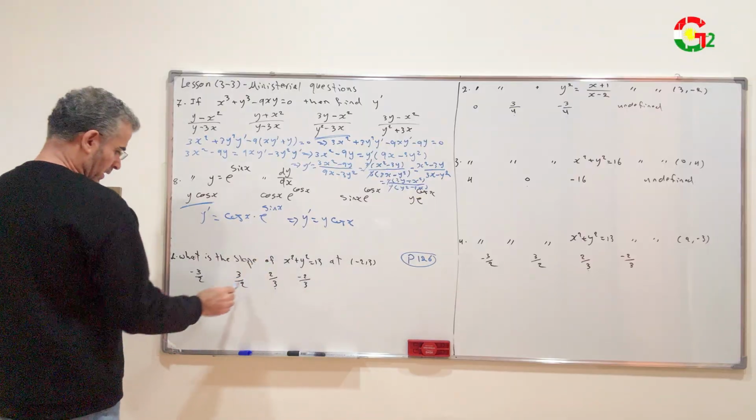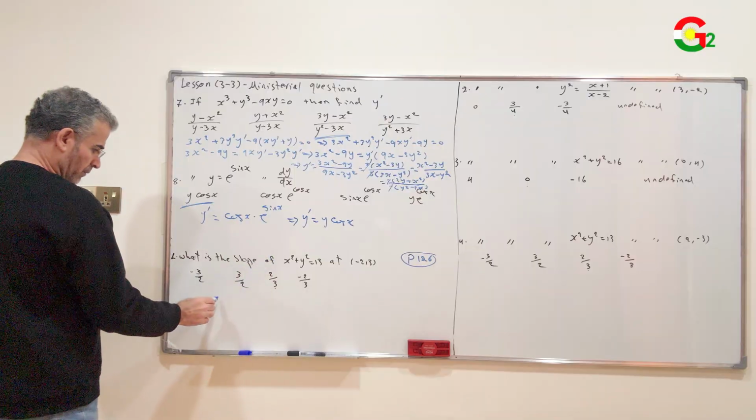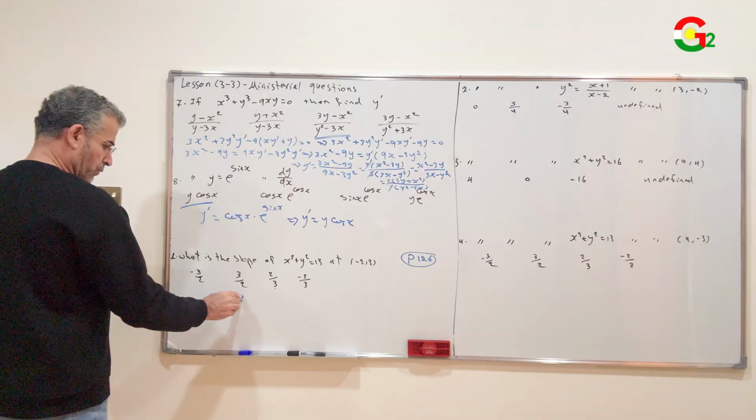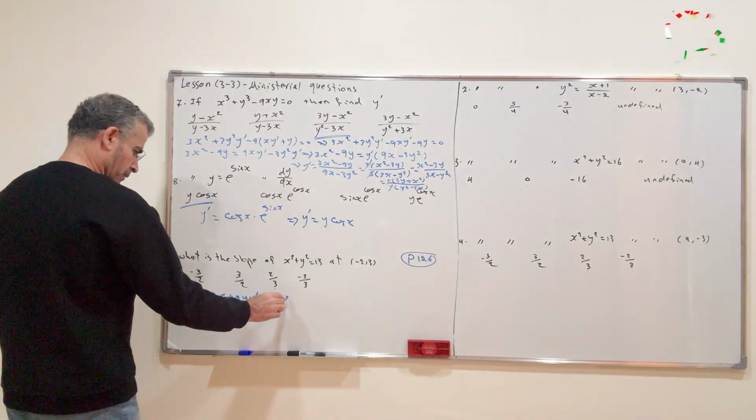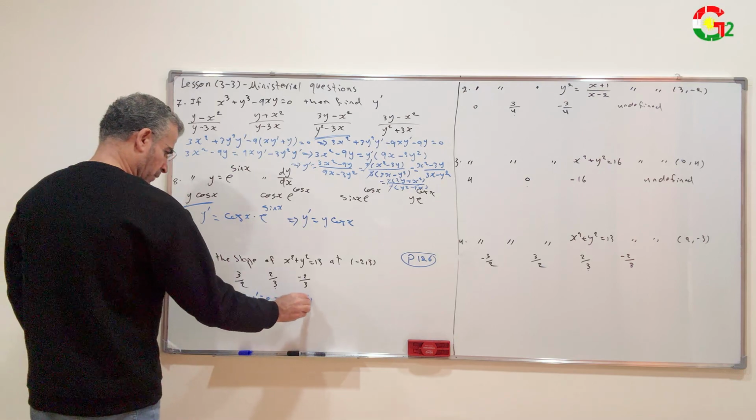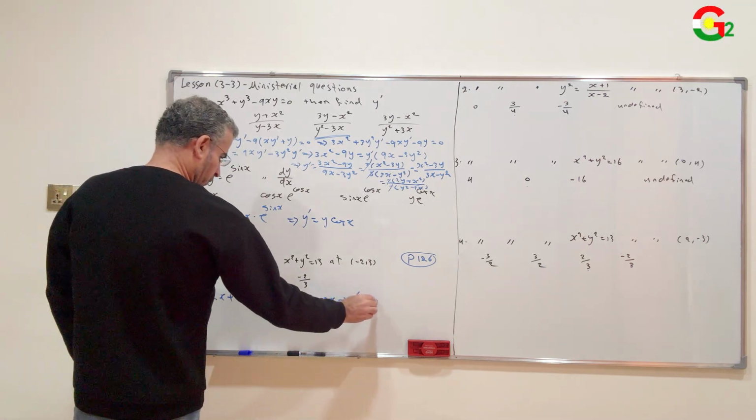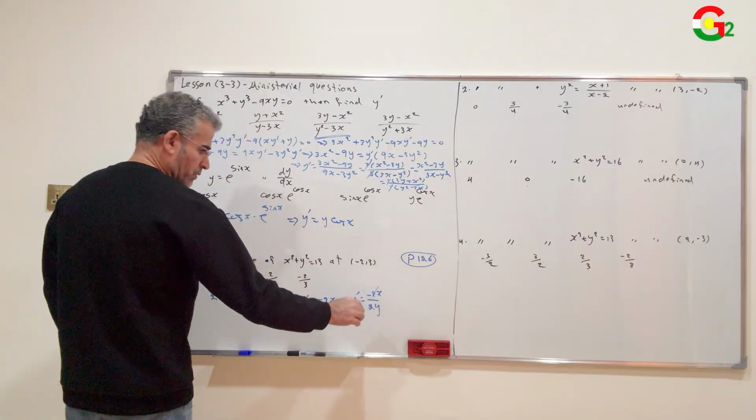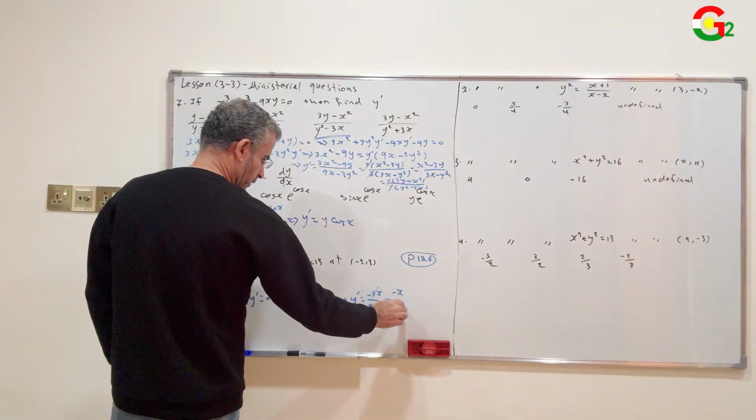First, we find the derivative y prime: 2x + 2y y' = 0. Then 2y y' = -2x. Then y' = -2x over 2y. Reduce 2 with 2. The answer is -x over y.